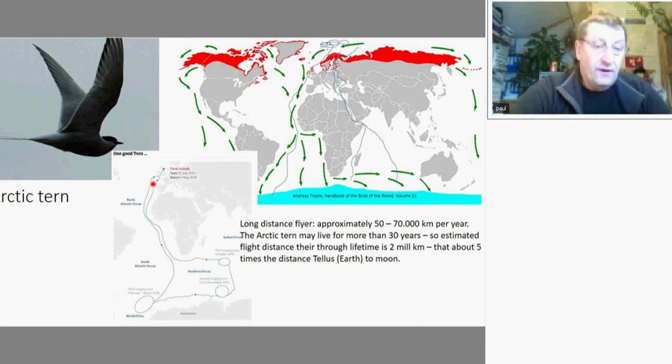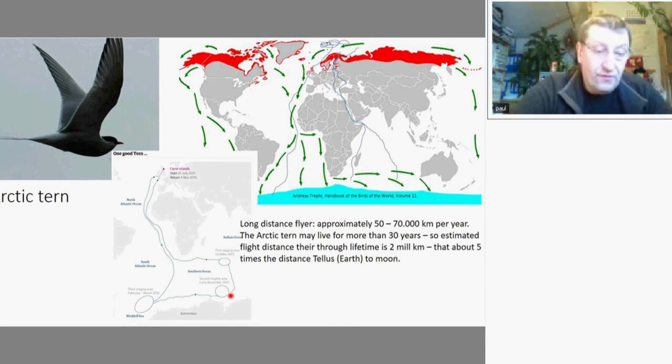So here you see one tern that had been made carrying a satellite receiver or transmitter, and it started from the south of England, and it flew into the Indian Ocean in October. So it was marked at the end of July, and in October, a few months later, not many, it was in the Indian Ocean.